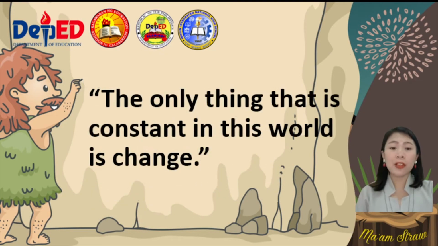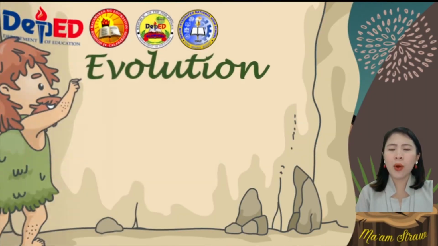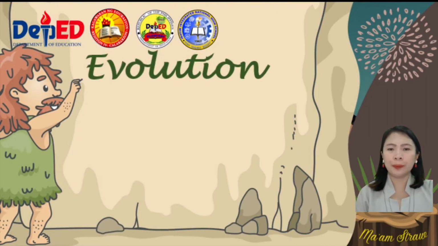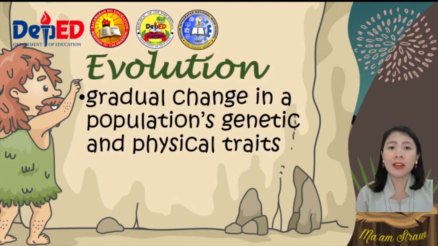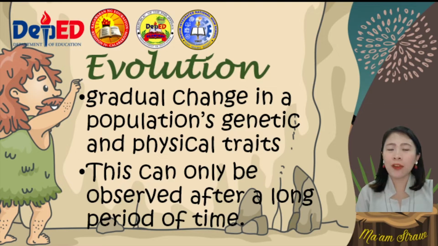A famed philosopher once said, "The only thing that is constant in this world is change." Many people may agree because changes are evident in the surroundings, and one of these is evolution. So, what is evolution? Evolution is the gradual change in population's genetic and physical traits. This can only be observed after a long period of time.